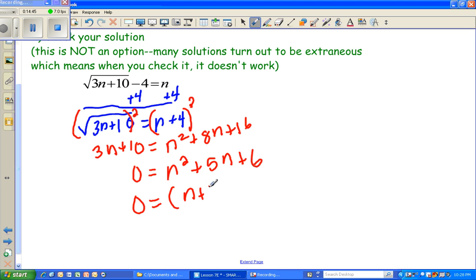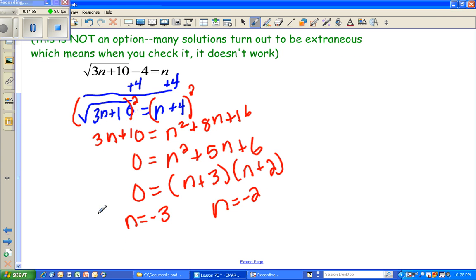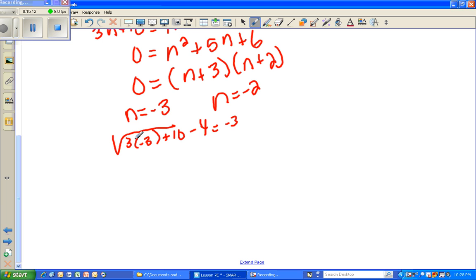So here you get n plus 3 and n plus 2 are your factors. So n equals negative 3 and n equals negative 2. All right, so you want to test these. So if you were to do this, you're going to get the square root of 3 times negative 3 plus 10, and then subtract 4, and we want to see if you get negative 3. So that's going to give you 1 minus 4. So this is negative 3 equals negative 3. So this guy works. We're going to keep him.